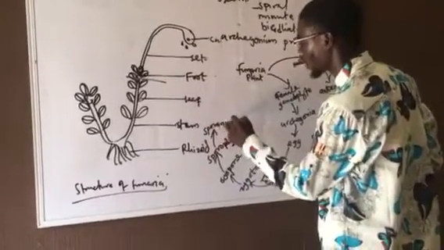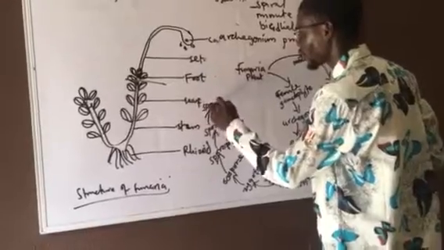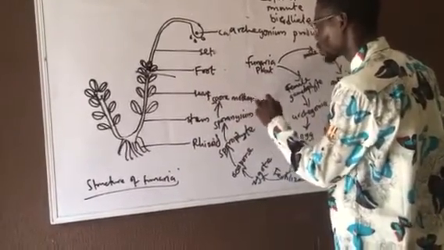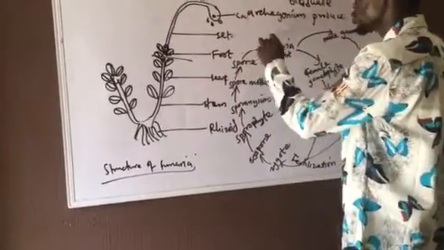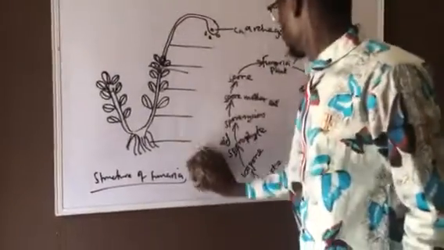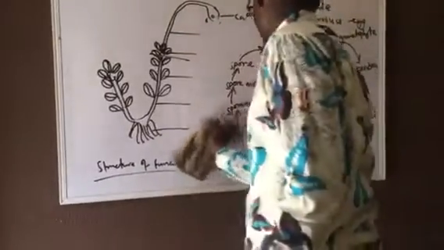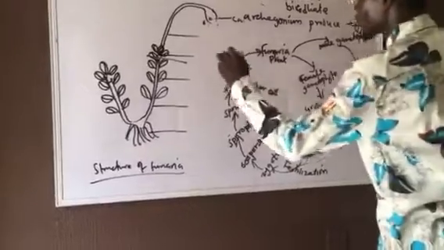The sporangium will now give us spores. The spore mother cell comes first, and then we have spores. Then this spore will germinate into the Funaria. So for you to understand the life cycle, these are the stages.